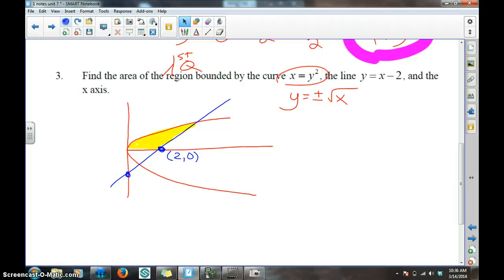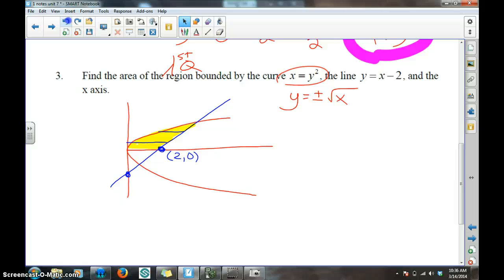But in any event, let's talk about this. If I were to do vertical stripes, top is the parabola, bottom is the axis. Top is the parabola, bottom is the line. 2 integrals. See it? If I were to do horizontal stripes, right side is the line, left side is the parabola. Which way do you want to go? Horizontal. I want to go horizontal. 1 integral, done. 1 and done is the way I want to be.